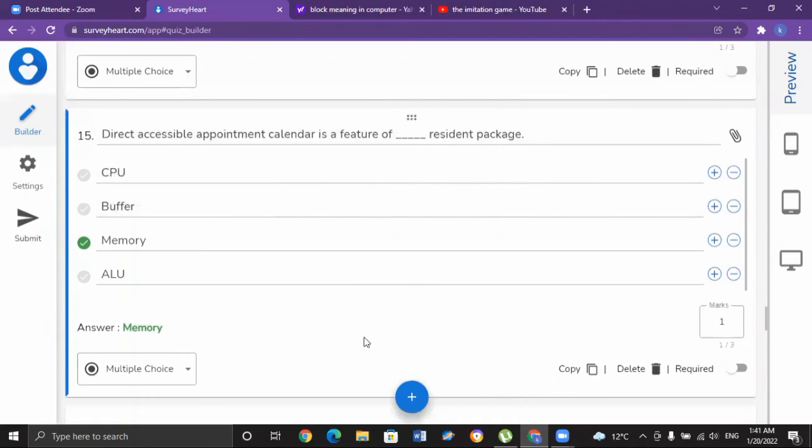A direct accessible appointment calendar is a feature of a memory resident package. That is option C for MCQ number 15.